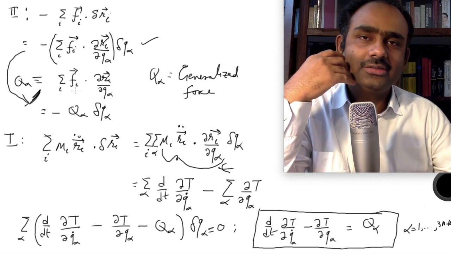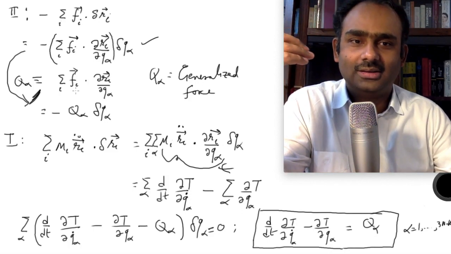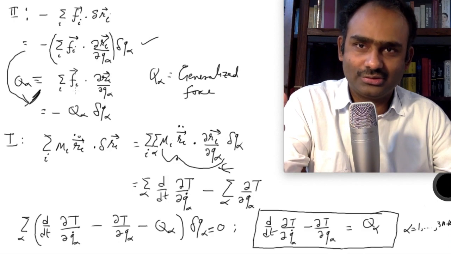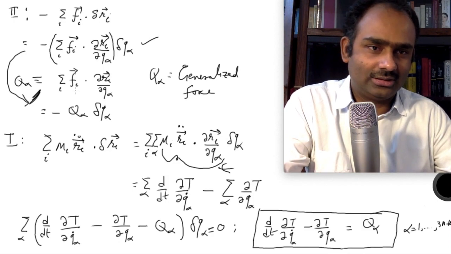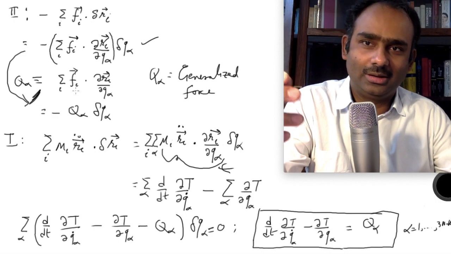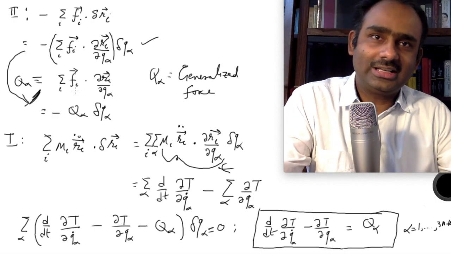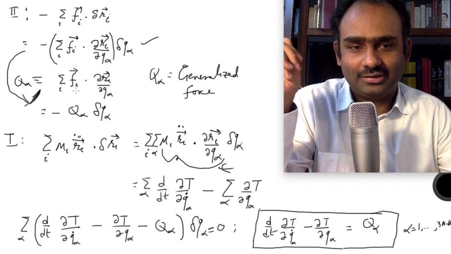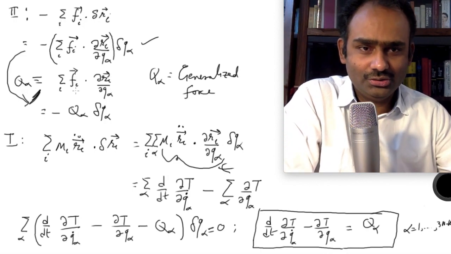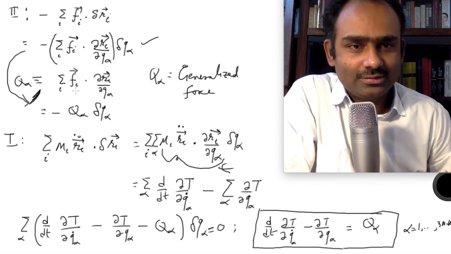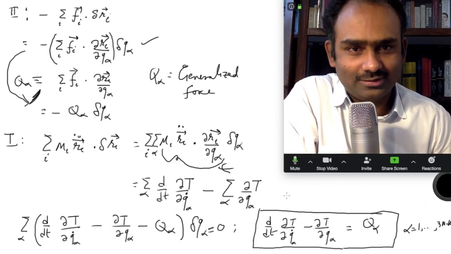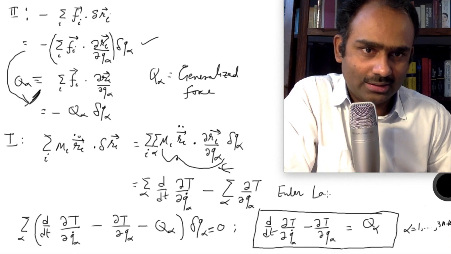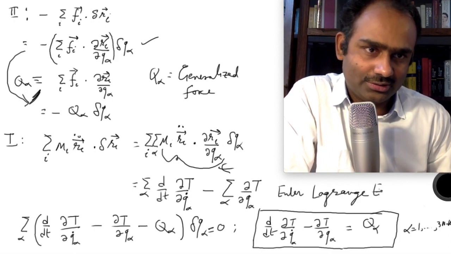Now what I will do in the next video is write this down in a slightly different form. I'll take the Q alpha, the generalized forces, and write them down using potentials. So let's say the forces can be described by scalar potentials, and then I will rewrite this equation in a slightly different form, which is generally more used. But nevertheless, this is the equation, and this set of equations we will call the Euler-Lagrange equations. So this is the Euler-Lagrange equation.